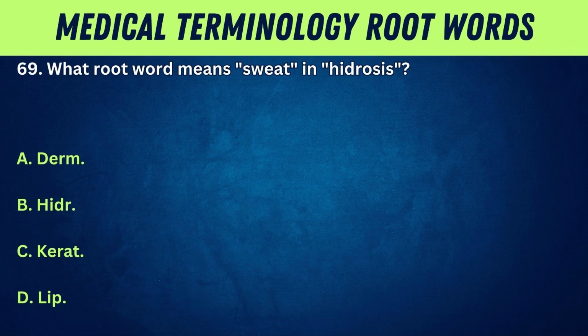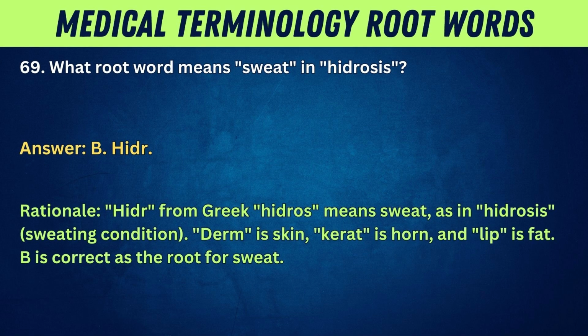69. What root word means sweat in hydrosis? A. Derm. B. Hydr. C. Kerat. D. Lip. Answer. B. Hydr. Rationale. Hydr from Greek hydros means sweat, as in hydrosis, sweating condition. Derm is skin, kerat is horn, and lip is fat. B is correct as the root for sweat.